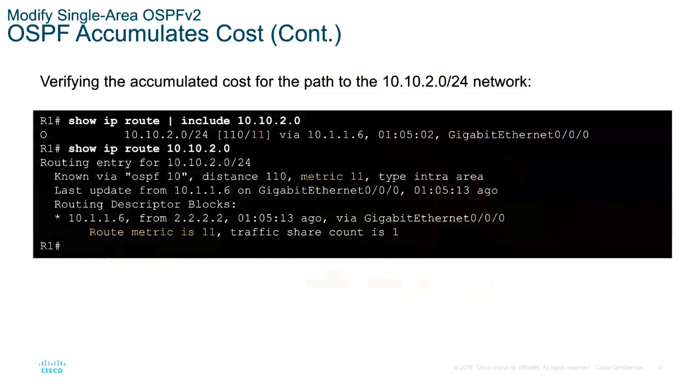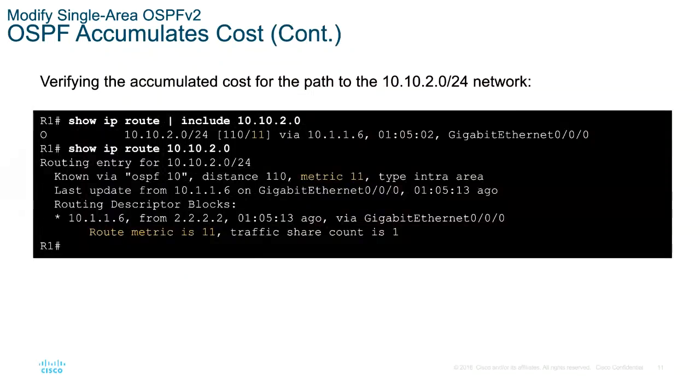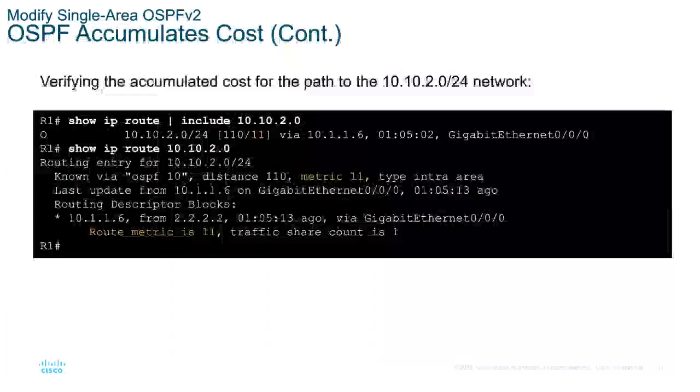So if we look within our routing table, we now have our route displayed with a metric value. The metric is the cost of getting to that destination network. And it's a very simple calculation. The lower the metric value, the better the path.